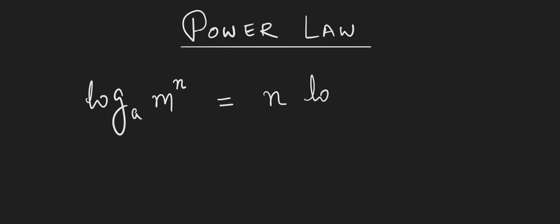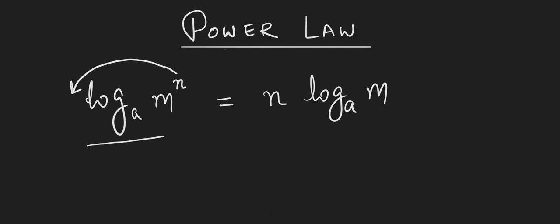The third law is the power law. So as per the power law, log m to the power n base a is equal to n log m base a. So basically what we have done is we bring n outside, right? So log m to the power n base a is equal to log m base a multiplied by n.